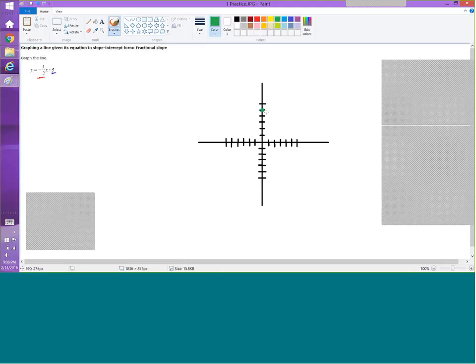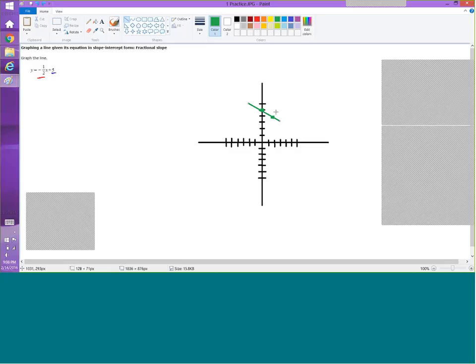And using that slope, again, we have a negative slope, so we're going to attach that negative to the top number and count down 1. And then we have a positive denominator, we're going to count right 1, 2 to make our next point and draw a line. Kind of close, but I can do a little better.